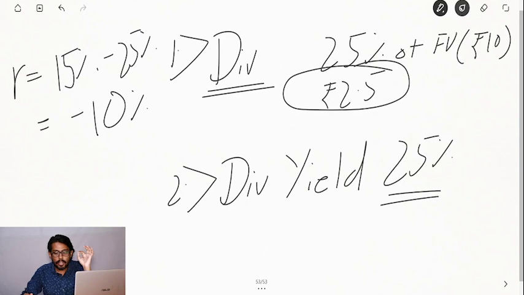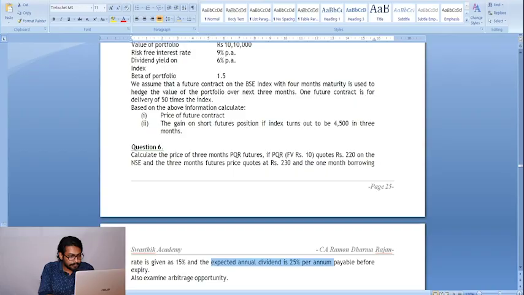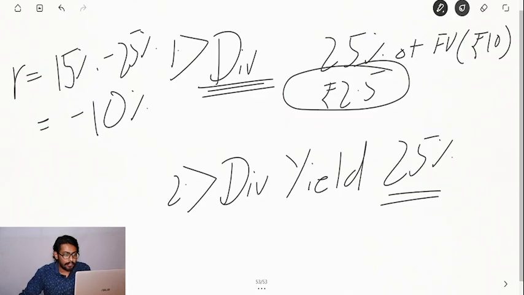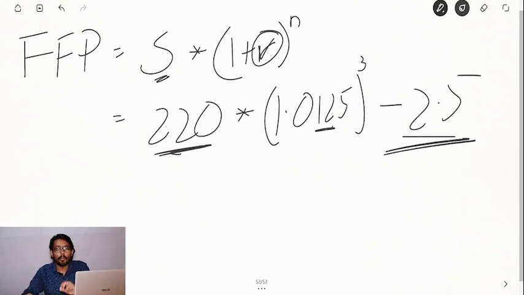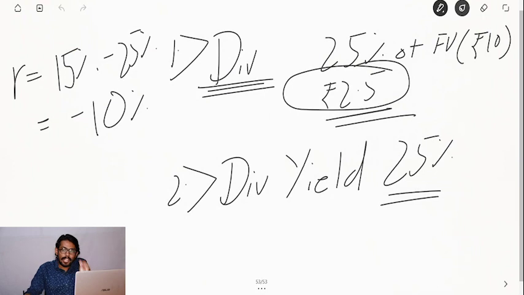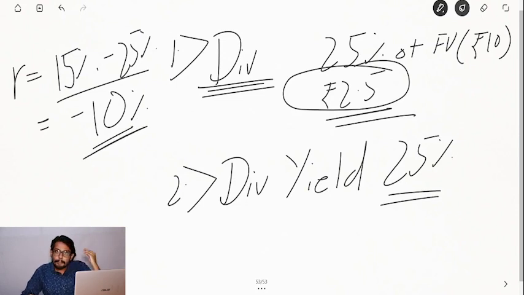So mind you, in question number 6, if the word is simply dividend, 25% of face value, that is 2 rupees 50 paise, you just have to separately remove it from this amount: spot price plus interest minus dividend. If it's dividend yield, that is 25% of market price, reduce it from the rate. 15 minus 25% gives you minus 10%, which is okay. Minus rate is also okay.